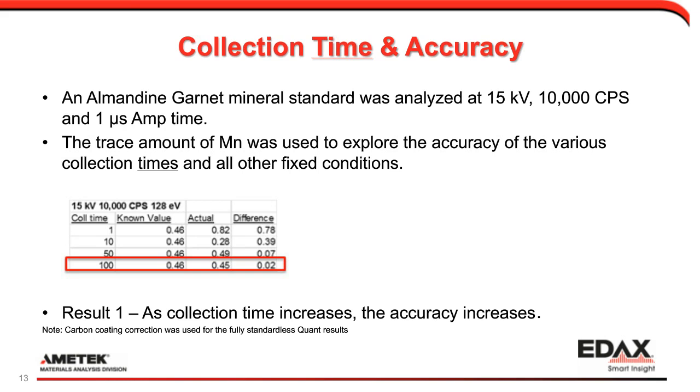When we use the carbon coating correction factor, it knows the magnitude of absorption for the various elements and corrects the concentrations accordingly. Works quite nicely and was used here to give us the best data and results. And all of the results are reported as standardless. So we really just clicked a button and we got some quantitative results. The result of this first part of the work was that as collection time increases, as expected, the accuracy does increase. And the word accuracy here is used to describe the difference from the known value.